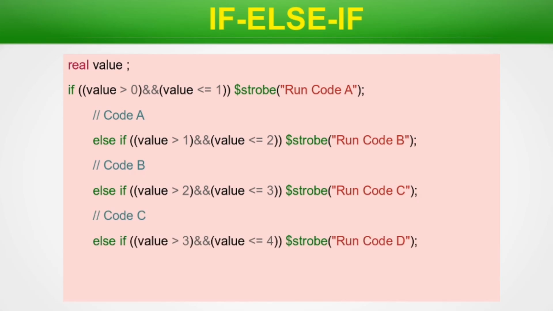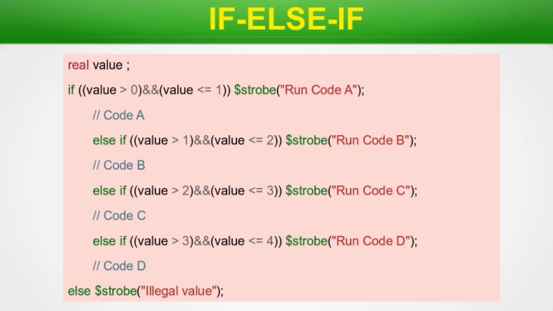In the fourth condition, value is greater than 3 and value is less than or equal to 4, and we print run code D, and here we have written the code D. And at the last, we write the else. This else is closing the first if. So here we write print illegal value with the strobe. So this is the structure, and this way we can use if and else if. So either if and else can be used, or if else if can be used.